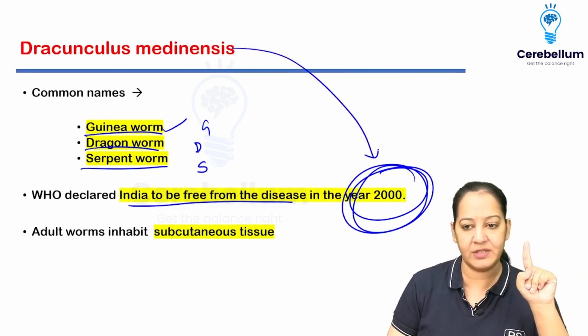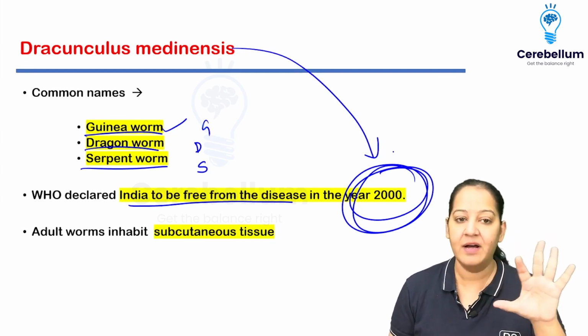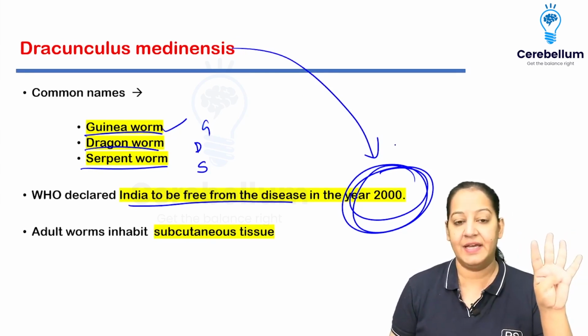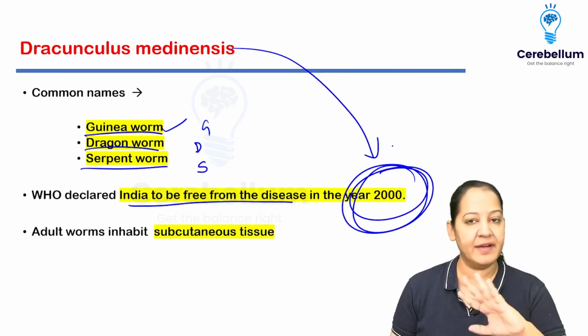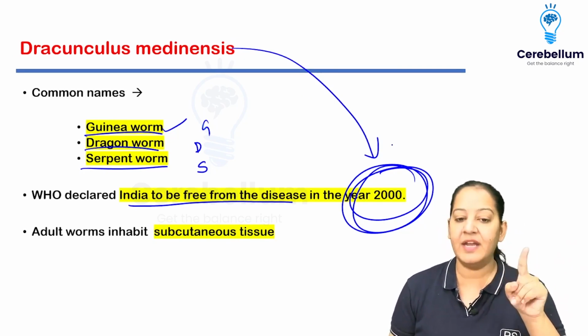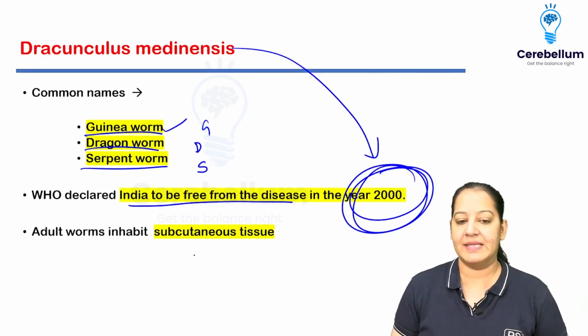There is no disease from this parasite in India. So in India, it is eradicated. In India, not in the globe. In India, it is eradicated. So in 2000, India was declared free of Dracunculus medinensis.